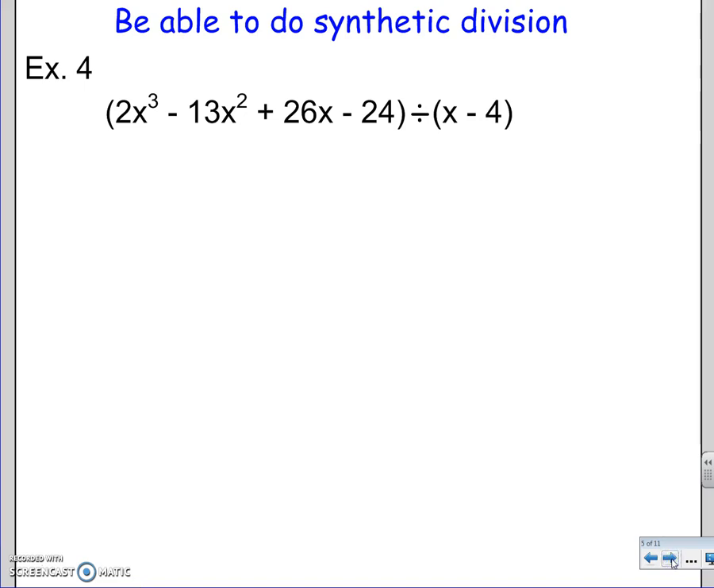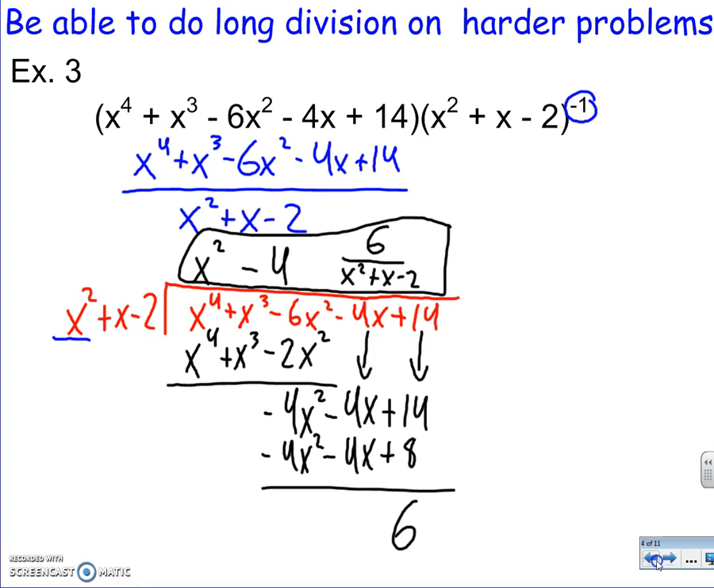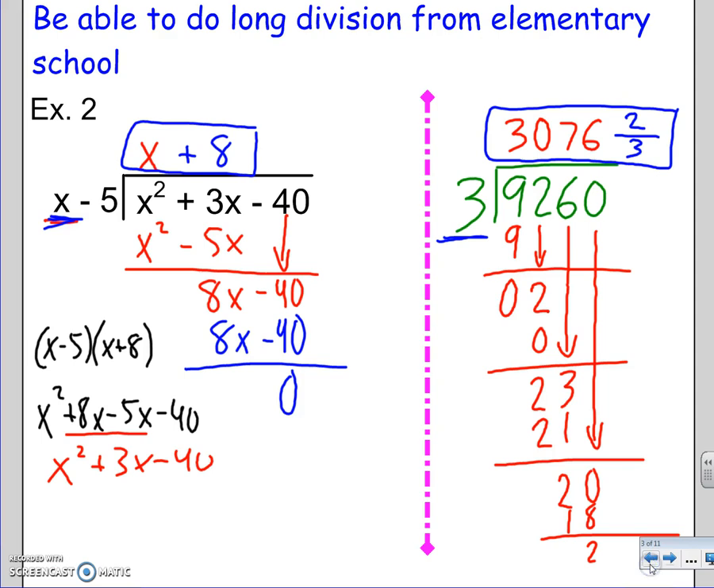Alright, be able to do synthetic division. Synthetic division is a special trick that works instead of long division if you don't like the other way. However, this only works if you have a linear term right here. So this would not have worked for this because this was a quadratic term. But the one before that was linear, it would have worked. And I'll show you that in a second.